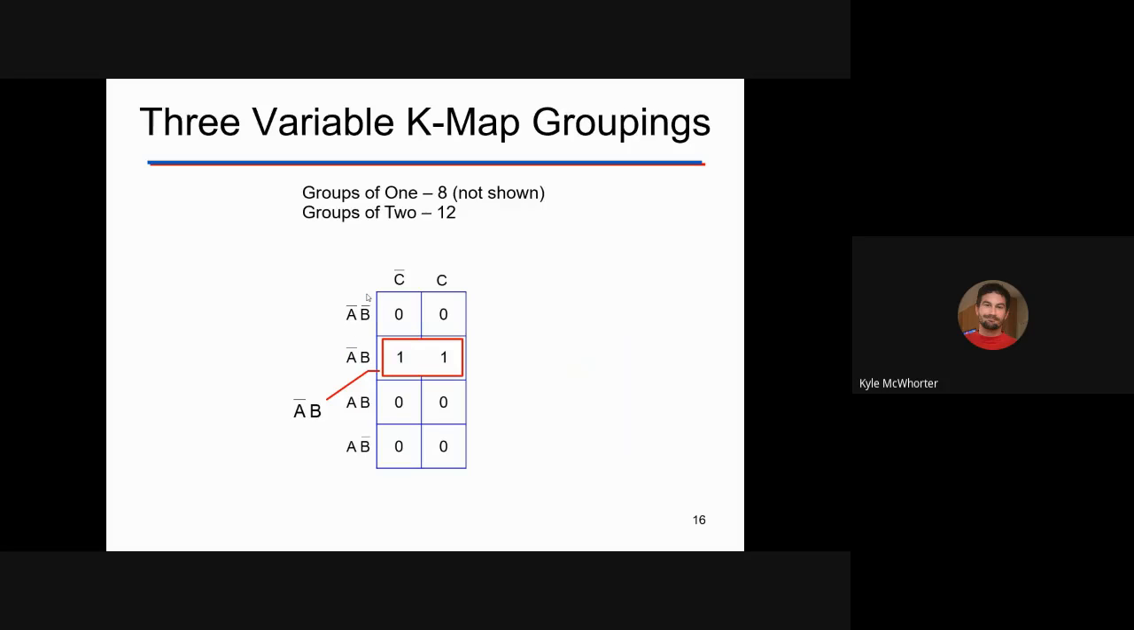It could be here next to each other. So that would be not A and B. If they're there, that's just A and B. If they're there, that's A and not B.